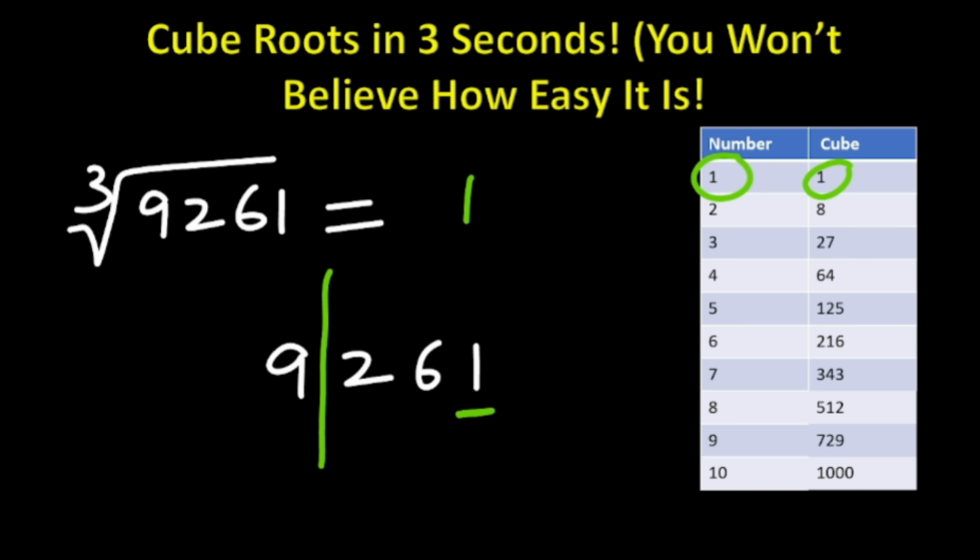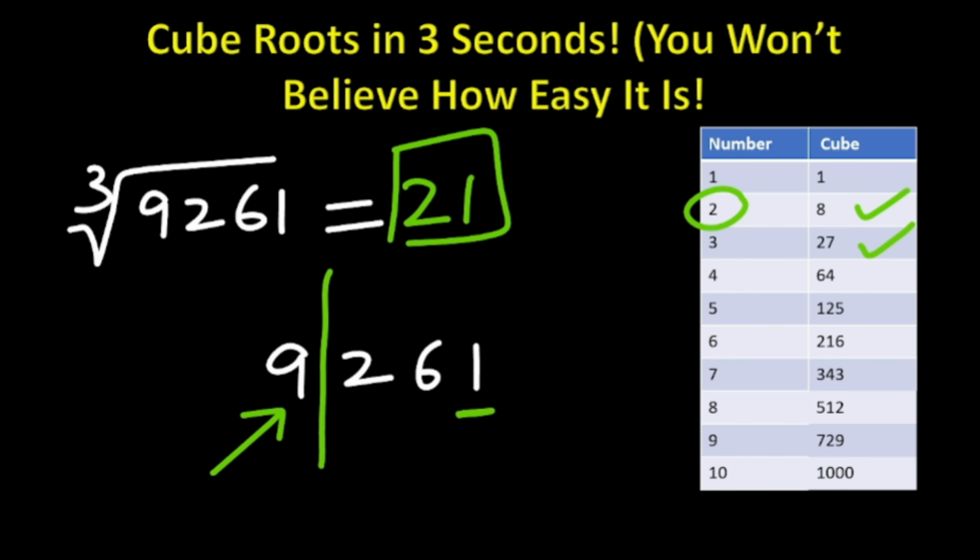Now to find the next digit, we look at this number. You can see that this is 9. So let's see, 9 lies between which cubes? You can see that 9 lies between 8 and 27. But here we choose the smaller number, which is 8. So cube root of that is 2. So the next digit is going to be 2, which means the cube root of the number 9261 is 21. So it's pretty simple.